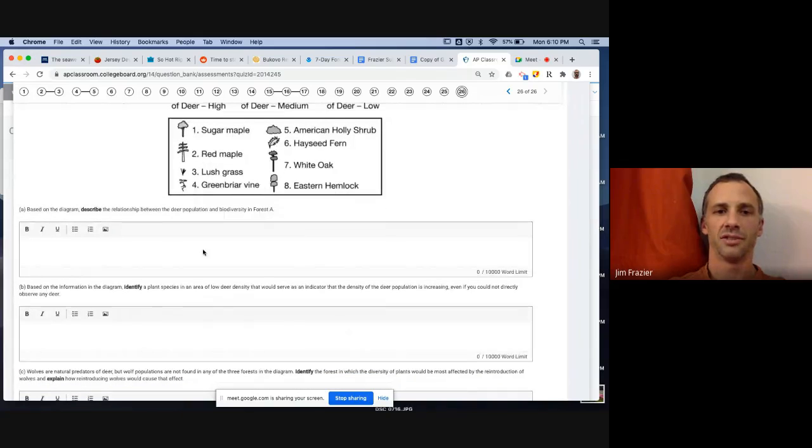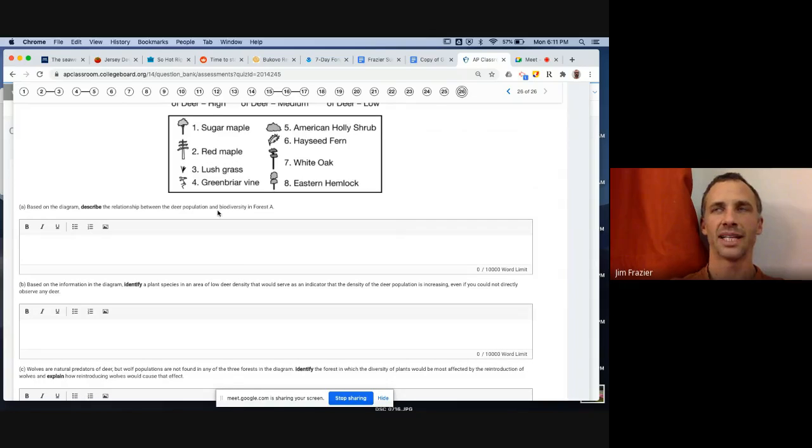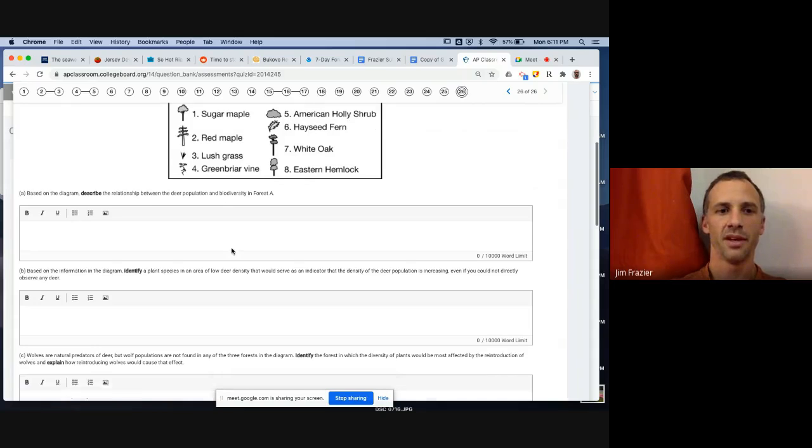Question A, you should have explained that high deer populations relate to low biodiversity, or vice versa. Most of you got this part correct. The mistake here was people not relating deer population to biodiversity, but instead talking about, say, lush grass, for example.